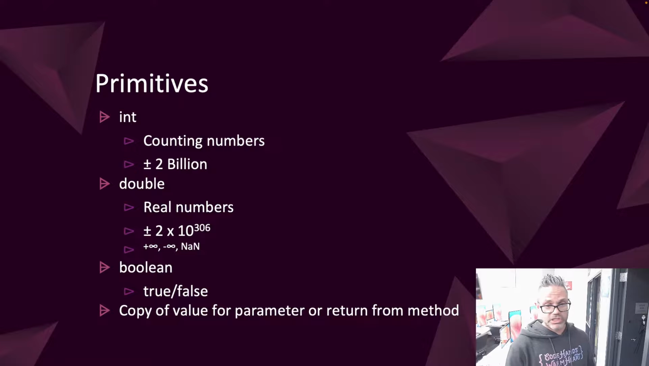When we're talking about doubles, this is the realm of the real. And so this is plus or minus 2 times 10 to the 306. Wowzers, lots of numbers in there, but we also have special values of positive and negative infinity, and because we're dealing with real numbers, we can also support dividing by 0 with real that we can't do with an int. That's where NaN comes into play.